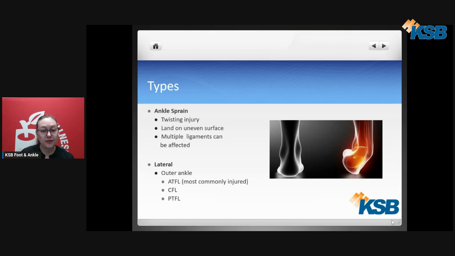Typically, we'll see the outer ankle ligaments. So as you can kind of see in this picture, as the ankle goes in like this, those outside ligaments can be injured. Most typically, the ATFL or that front ligament is affected, but you can injure multiple ligaments at the same time, unfortunately.